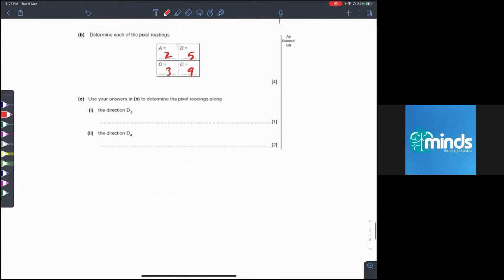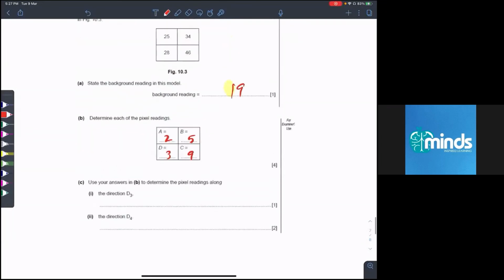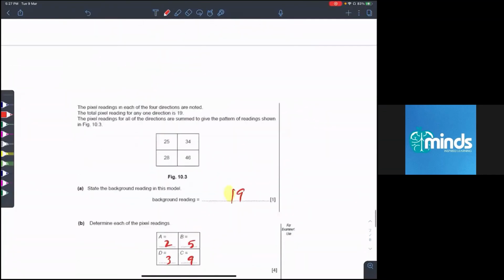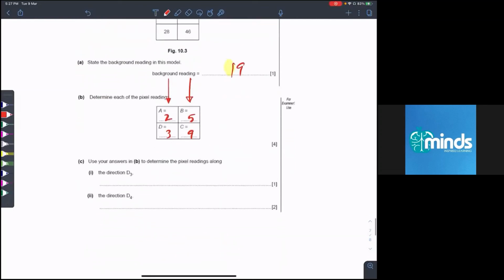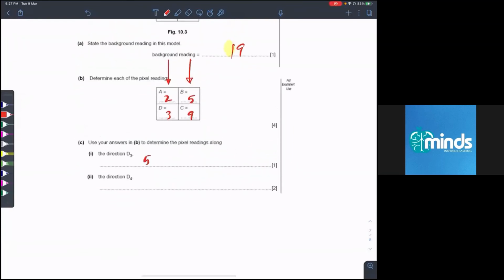Use your answers in B to determine the pixel readings along the direction D3 and direction D4. Now, what is D3? D3 is 90 degrees. So 90 degrees, this one. If this is 90 degrees, can I say it will be 5 and 14? Are we getting the same? You could have written 14 and 5. It's the same thing.